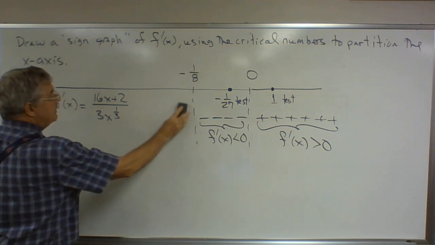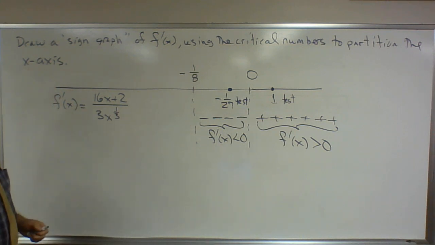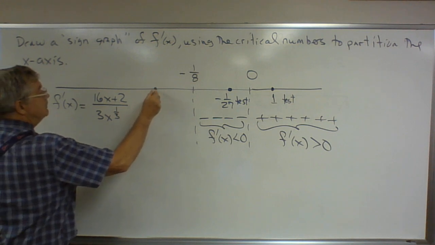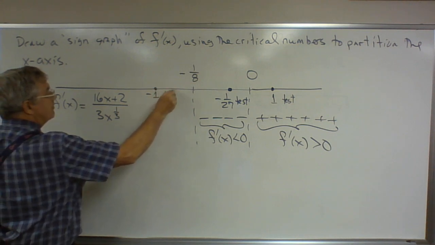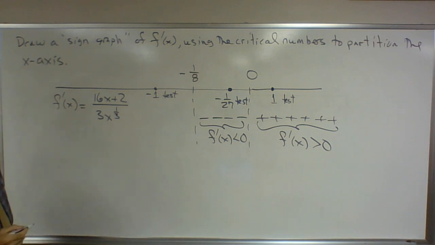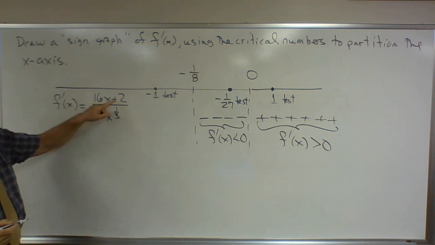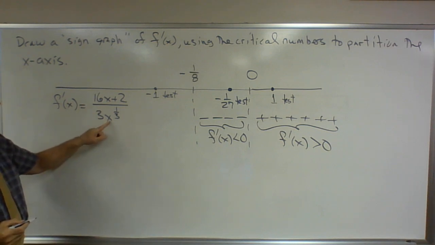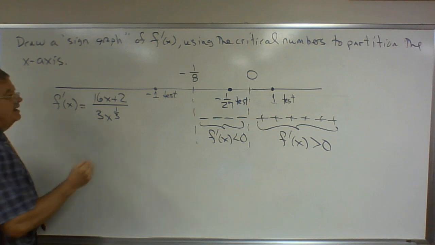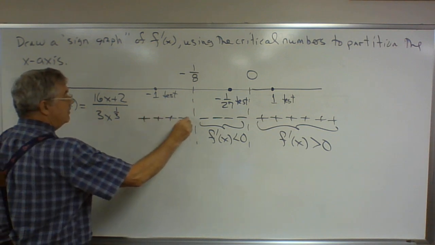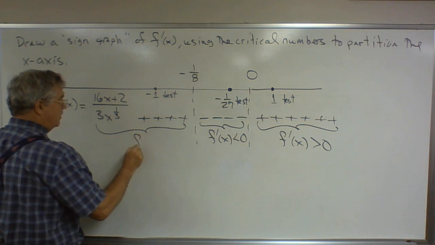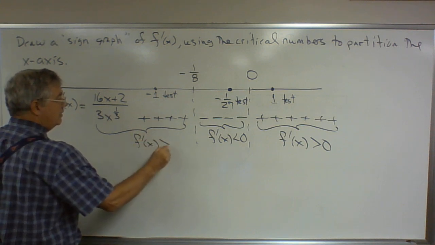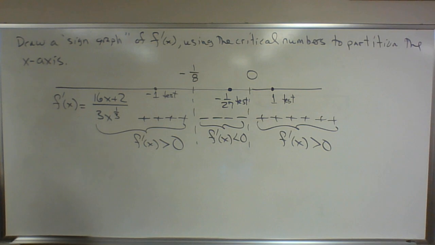Okay, now that was the hairy part of this particular phase of the problem. As far as another test point, -1. That gives us -16 plus 2 is -14 on top, and -3 on the bottom. Negative over negative is positive. Bravo.